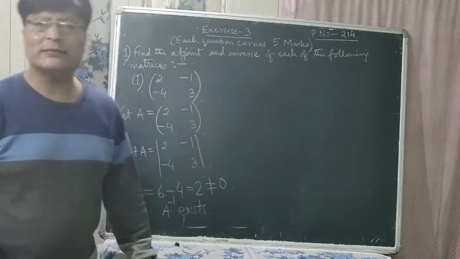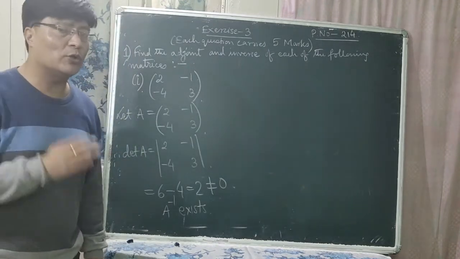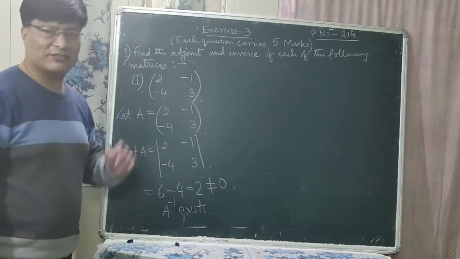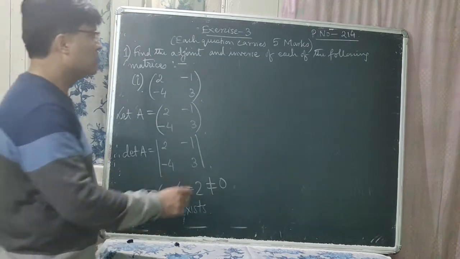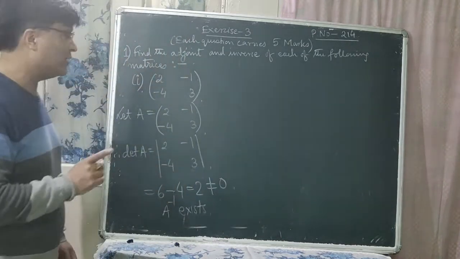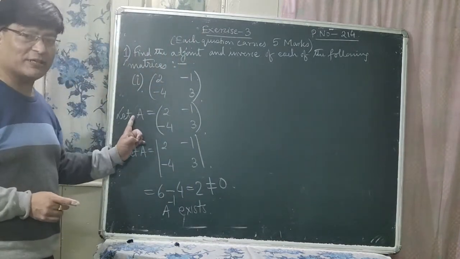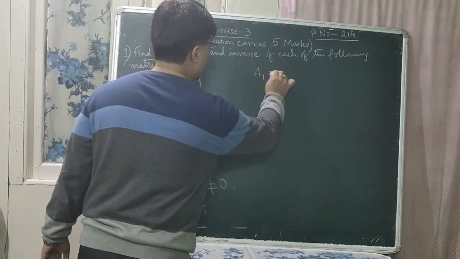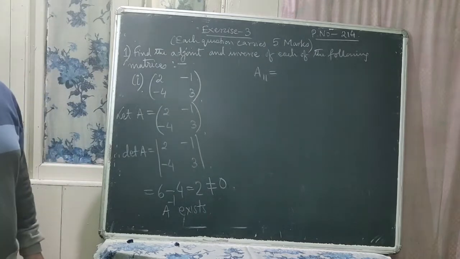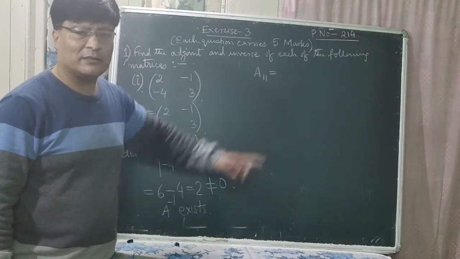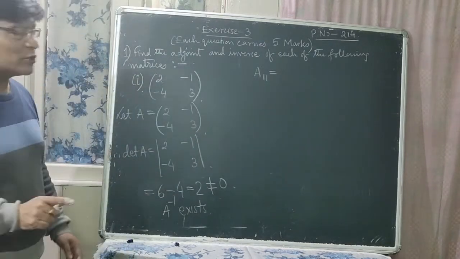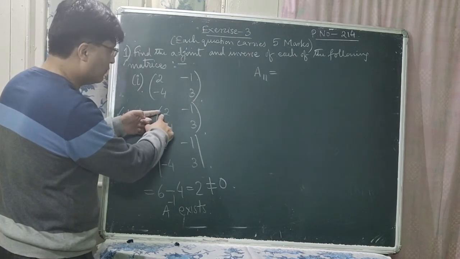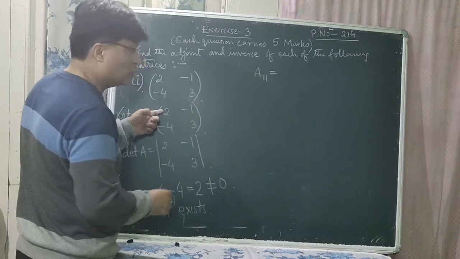Now, in order to get the inverse of a given matrix, you should know the cofactors of each and every element of the matrix A. So let us find out the cofactors of each and every element of the matrix A. That is capital A11. What is capital A11? This is the cofactor of the element in the first row and first column. That means 2. You have to find out the cofactor of the element 2.